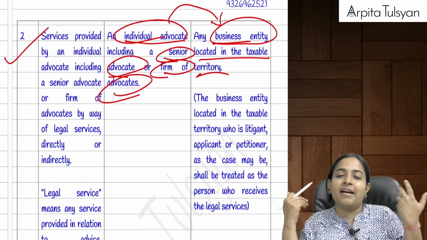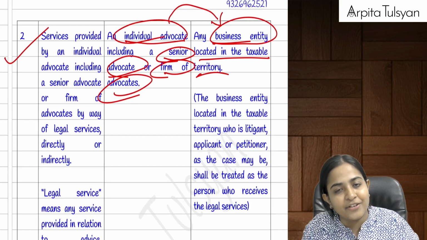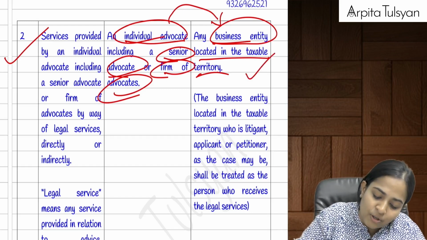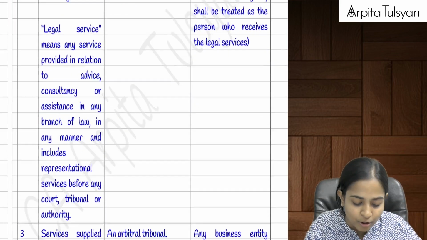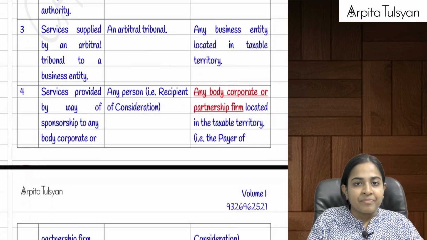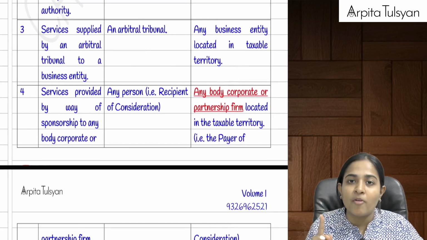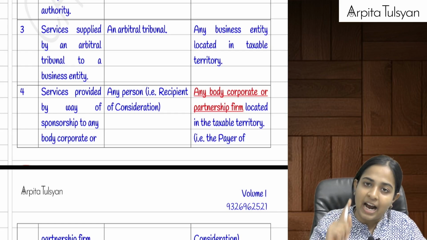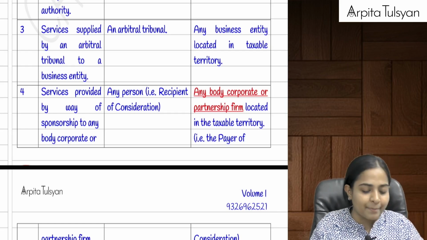That is, benefit has been given to the individual advocate or firm of advocates. You need not take the headache, and the responsibility to pay the tax to the government lies on the business entity. Individual advocate or firm of advocates providing services to a business entity located in a taxable territory, RCM provisions will be applicable, no exceptions given there.